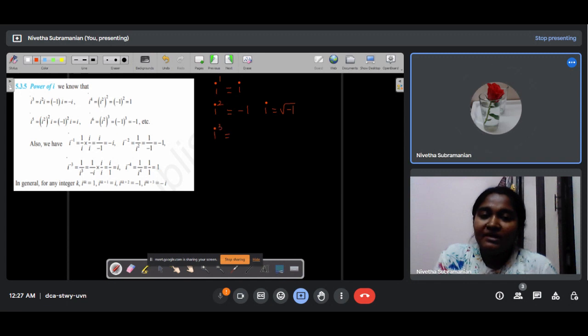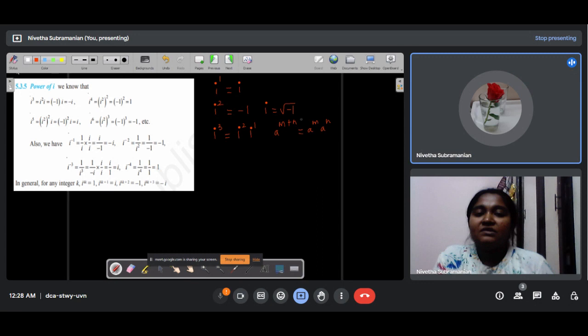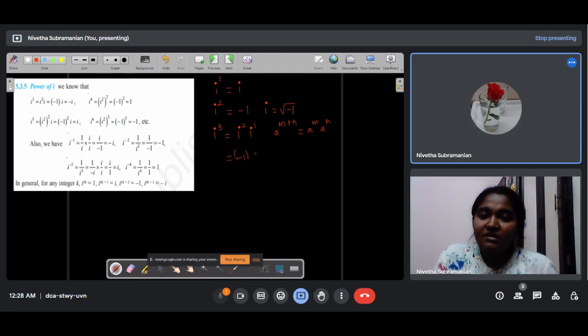i power 3. So i power 3 I can write as i power 2 into i power 1, because I'm applying the rule that is a power m plus n is equal to a power m into a power n. I will get the value as i square is minus 1 and i power 1 is i. So the product will be minus i. Okay, so i cube is minus i.